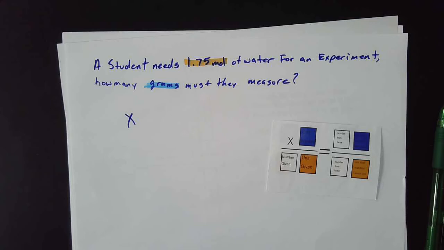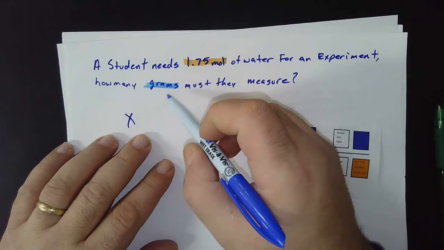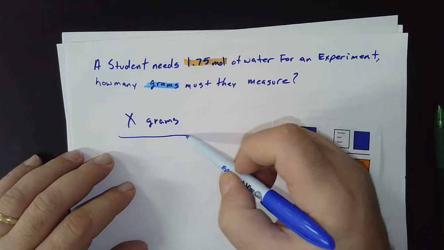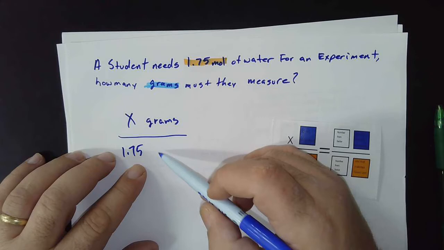So, X grams, that's what they want, over the number given, 1.75, and the unit given, mole. The number given, unit given. See how that works?